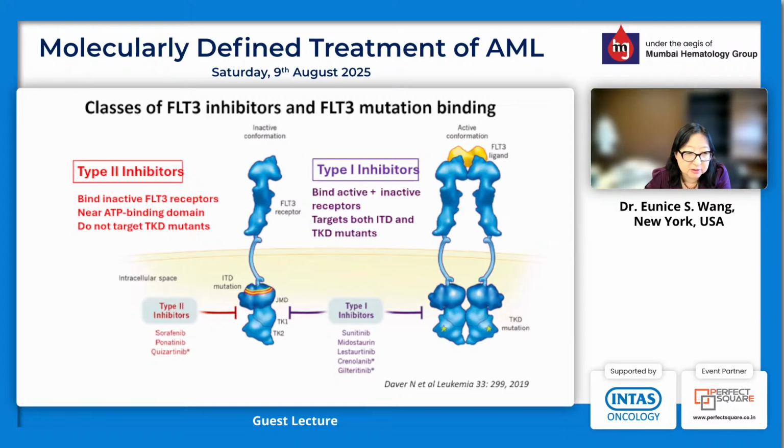So you can see that there are two types of FLT3 inhibitors, type 1 inhibitors and type 2 inhibitors. Type 1 inhibitors bind both the active conformation of the FLT3 tyrosine kinase receptor that promotes activation and proliferation, and these inhibitors include midostaurin and gilteritinib. In contrast, there are type 2 inhibitors that only bind the FLT3 receptor in its inactive conformation, and therefore are only able to hit the ITD, but are not able to target the TKD mutation, which is not exposed in an inactive conformation. These types of inhibitors importantly include sorafenib as well as quizartinib.